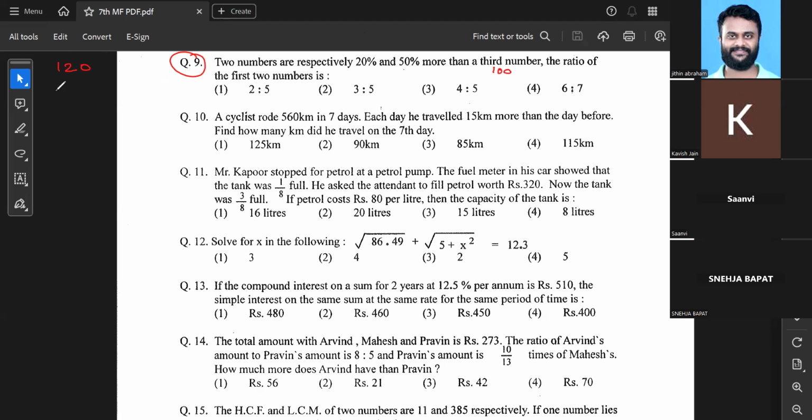And the second number is 150 because it is 50% more than 100. The ratio of the first two numbers, so 120 upon 150 is what they're asking. So you cancel 0, 12 upon 15 is basically 4 by 5. Your answer is option 3. Many students had already given the answer. Very good. Good job.